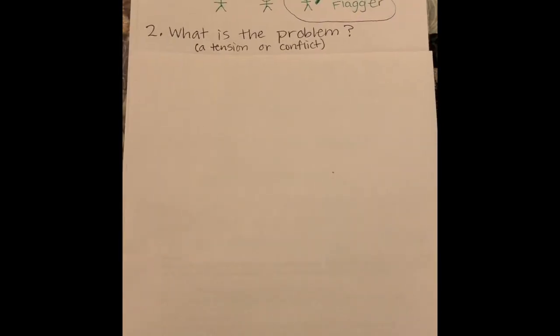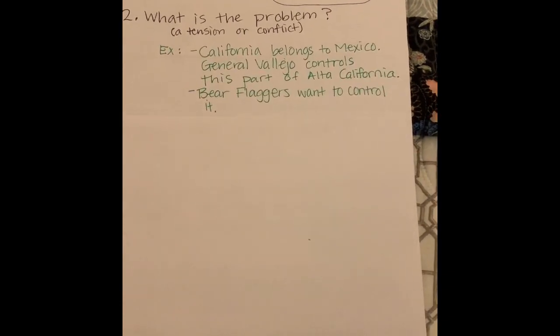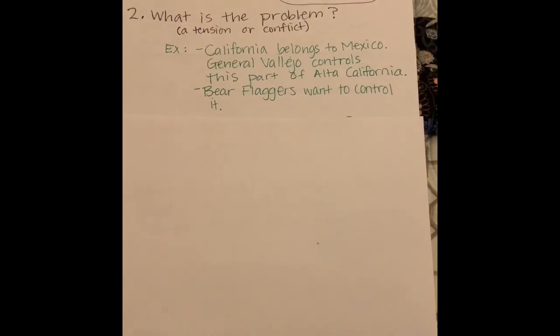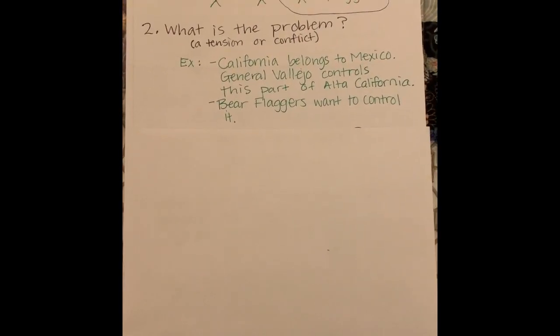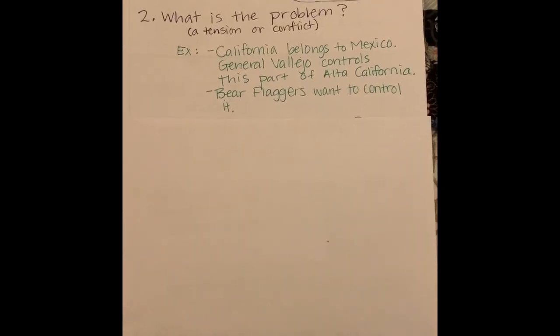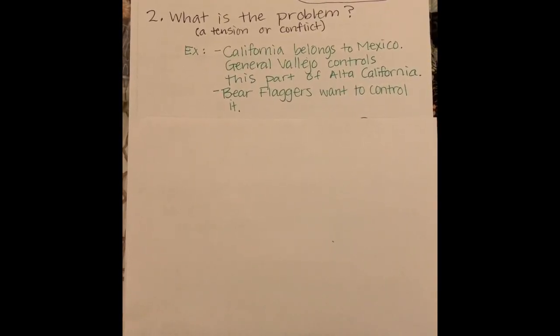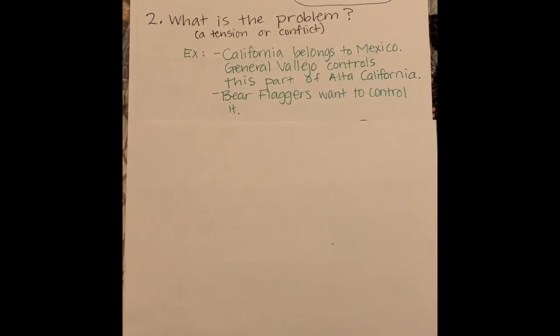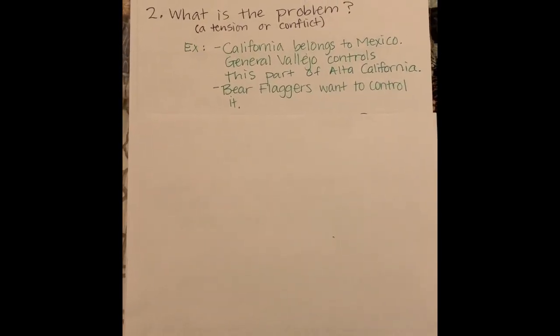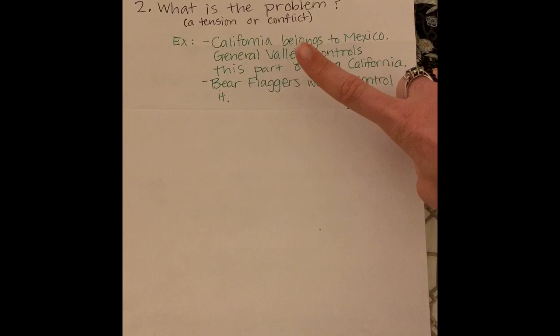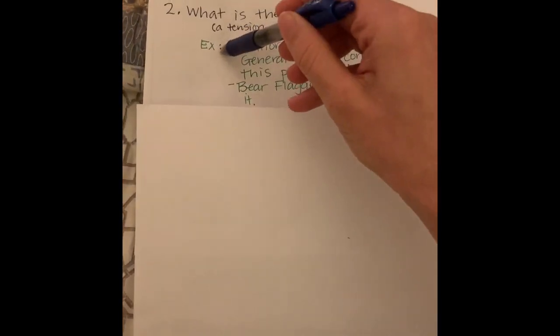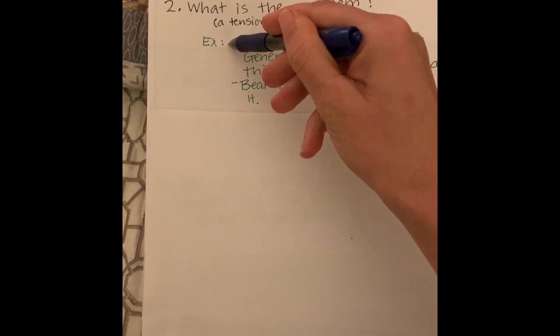In this case, I've decided that my problem is going to be for the bear flagger. His problem is California belongs to Mexico. General Vallejo controls this part of Alta California. And part of that problem is my bear flagger wants control of it, okay? This is my one problem, okay? So this goes all together. This is my bear flagger's problem, all right?